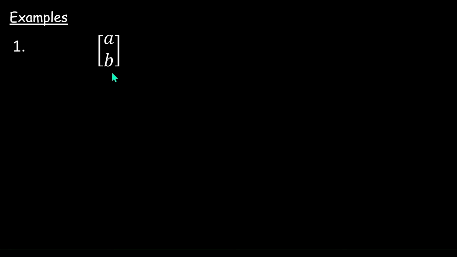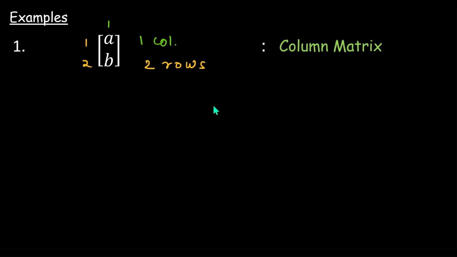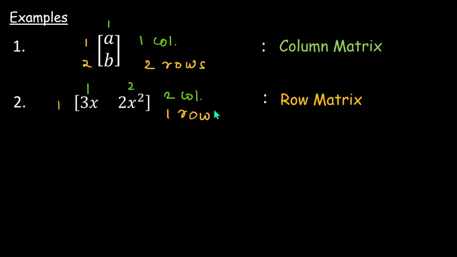In this question, we can see that there's only one column here. So that's one column, whereas it has 1 and 2. That's 2 rows. So this simply becomes a column matrix. Let's take another example. 3x, 2x squared. We can again count the number of columns. That's 1 and that's 2. So that's 2 columns, whereas there's only one row. And so this becomes, from our definition, a row matrix.